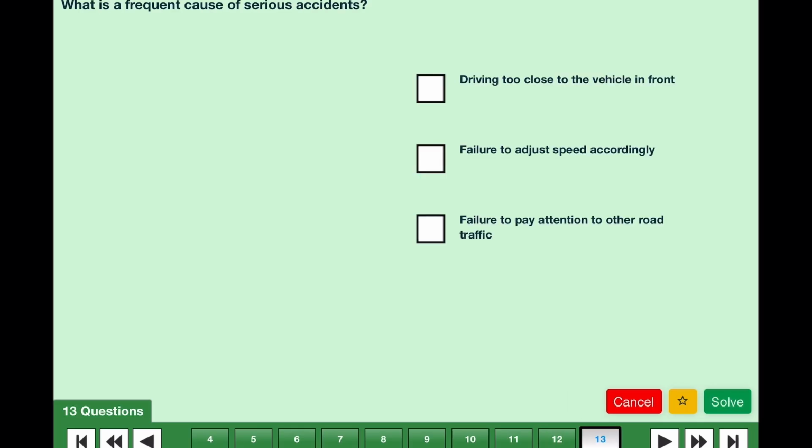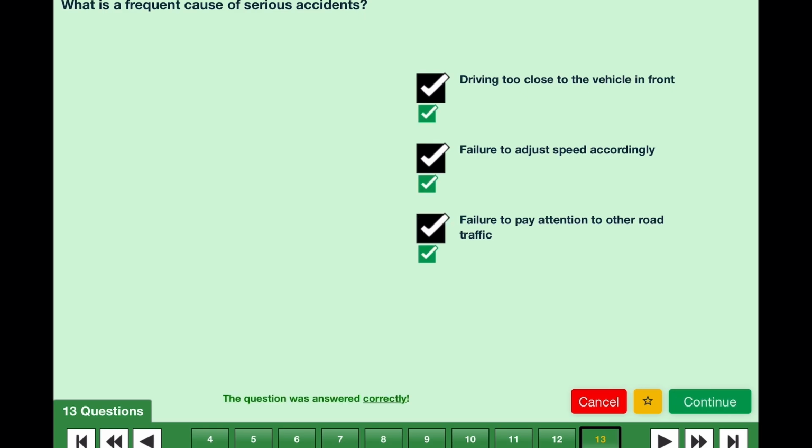Moving to the last question. This is number 13. What is a frequent cause of serious accidents? Driving too close to the vehicle in front, yes. Failure to adjust speed accordingly, yes. Failure to pay attention to other traffic, yes. So 1, 2, and 3 are correct. So this brings us to the end.